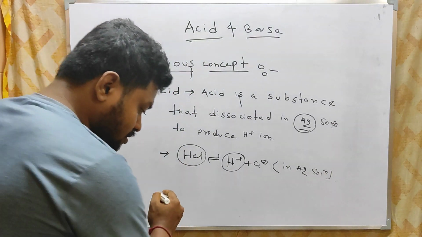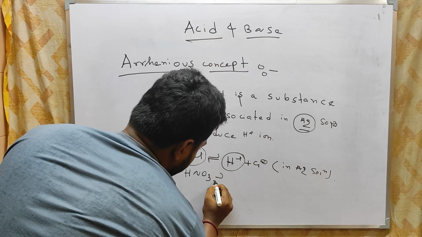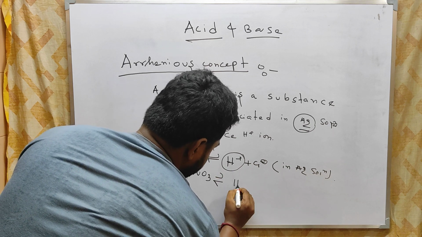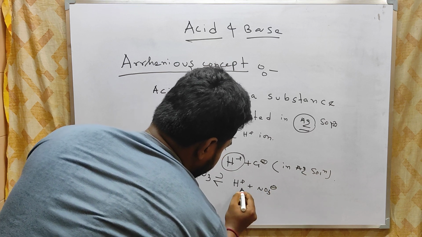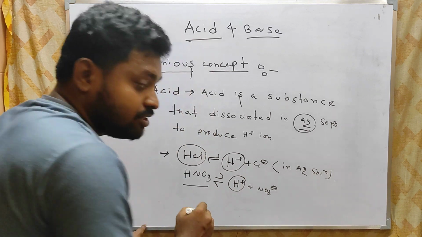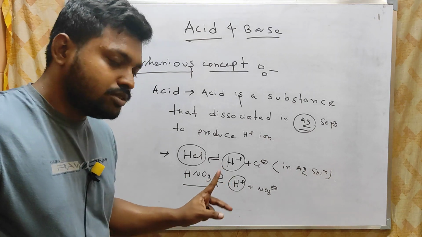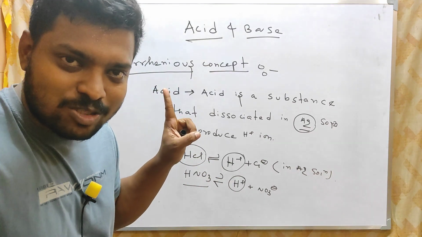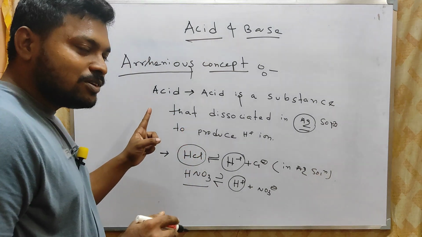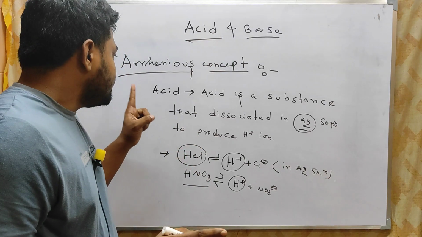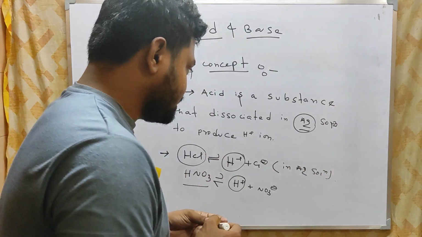Okay, so this is the example of acid. So look at another example. This is nitric acid, HNO3. HNO3 also dissociates in aqueous solution to produce H plus and NO3 minus. So here also HNO3 dissociates to produce H plus. So HCl is an acid, and HNO3 is also an acid according to the Arrhenius concept. Do you understand? Hope you understand the thing very well. Now we will discuss the concept of base. What did Arrhenius say about the bases?